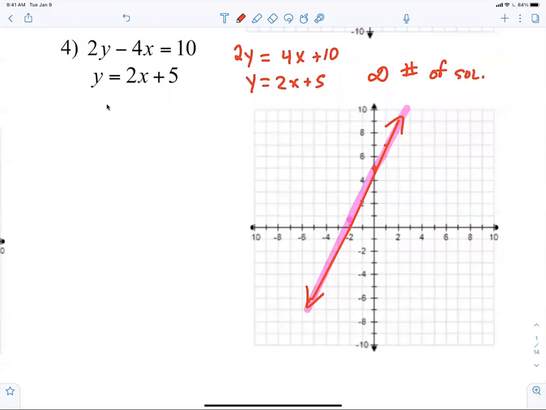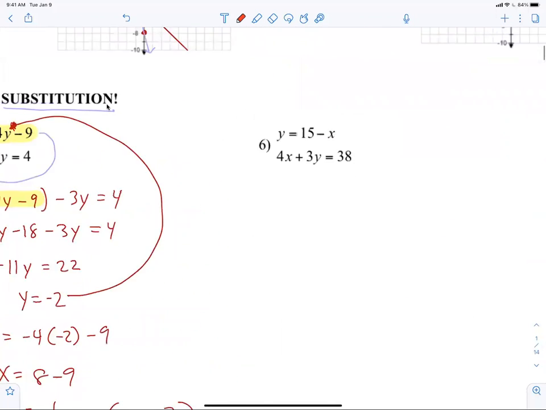Generally, 2 lines intersect at 1 point. They can only intersect at 1. But if they're parallel, they intersect at none. And if they are the same line, we say infinite. You with me? Anybody have any questions? All right, so here we go.